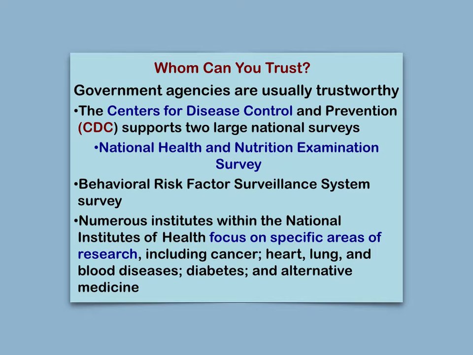Let's get a little bit more detailed on whom we can trust. Government agencies are usually supposed to be trustworthy, but you need to double check them. For example, the Centers for Disease Control and Prevention, CDC, supports two large national surveys. One is the National Health and the other one is the Nutritional Examination Survey. They're pretty reliable.